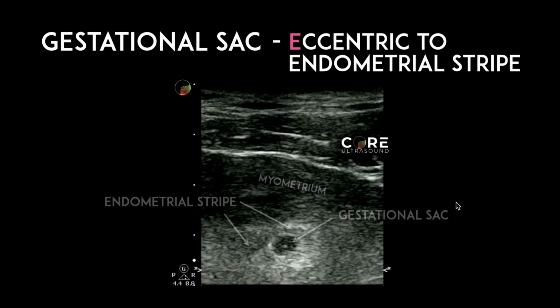Now, looking at this, we have the myometrium of the uterus right here. We have the endometrial stripe just above that gestational sac. That's what eccentric to the endometrial stripe means. It is not inside the endometrial stripe. It is just on the outside of that endometrial stripe, which is what we're seeing here. That gestational sac is inside the meat of the myometrium rather than inside the uterine cavity itself.